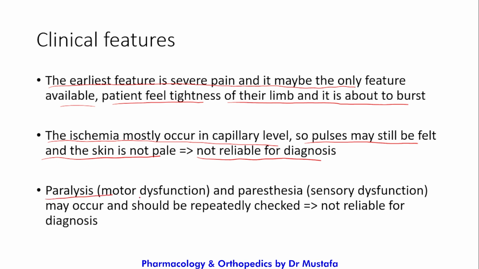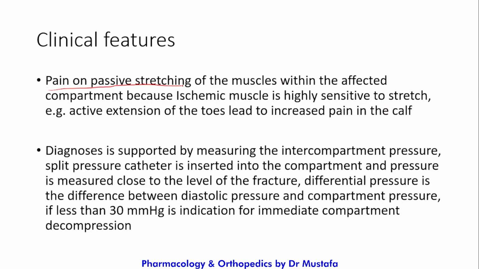Paralysis, which is motor dysfunction, and paresthesia, which is sensory dysfunction, may occur and should be repeatedly checked for. They are also not reliable for diagnosis, but we still check them, same as with the pulses. Pain on passive stretching of the muscles within the affected compartment is another sign, because ischemic muscles are highly sensitive to stretch.